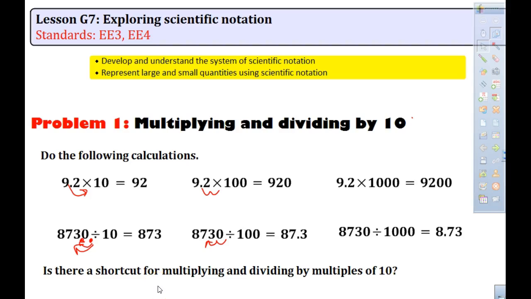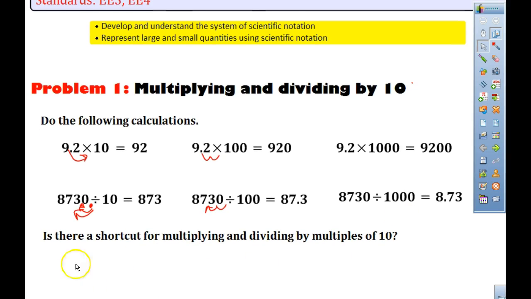From the video, scientific notation is always going to be a number between 1 and 10 times 10 to a power. That's the rule. But we just want to think of multiplying by 10, 100, or 1,000, or dividing.